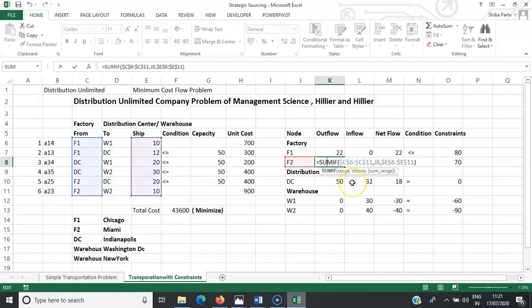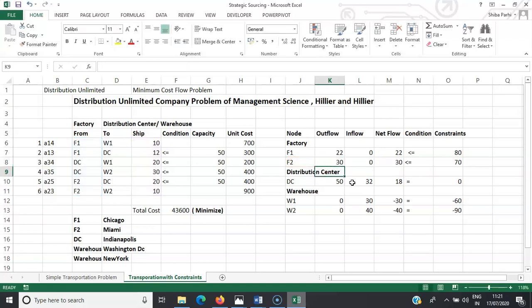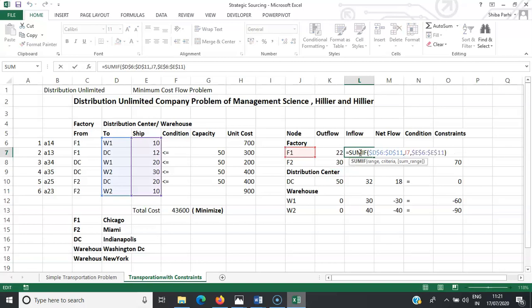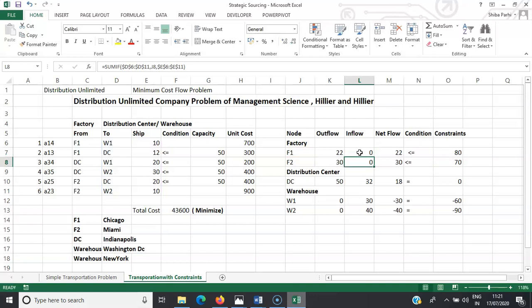So this sum formula is calculating how much quantity is getting supplied from F2. Similarly, how much material is F1 receiving? No material F1 is receiving. So we have put two criteria, and the two materials F1 and F2 are not receiving, so we are getting 0.